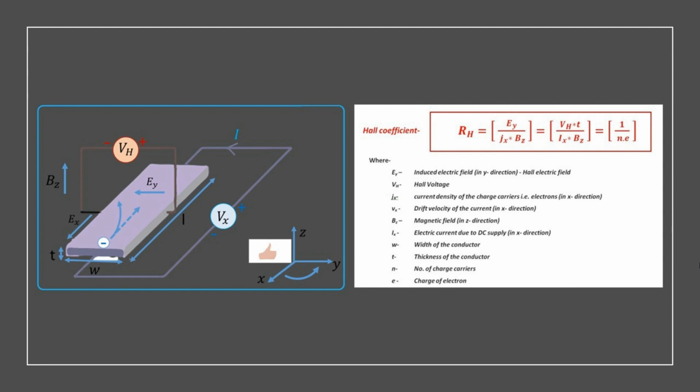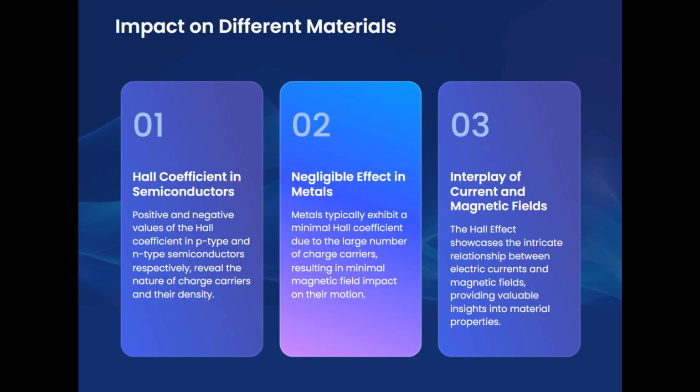The Hall coefficient is a crucial part of this equation. It provides insight into the nature of the charge carriers in the material, whether they're positive or negative, and their density. It's interesting to note here that the Hall coefficient will have a positive value for materials with positive charge carriers, like p-type semiconductors, and a negative value for materials with negative charge carriers, like n-type semiconductors.